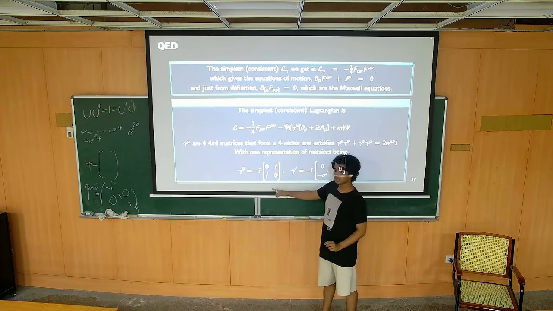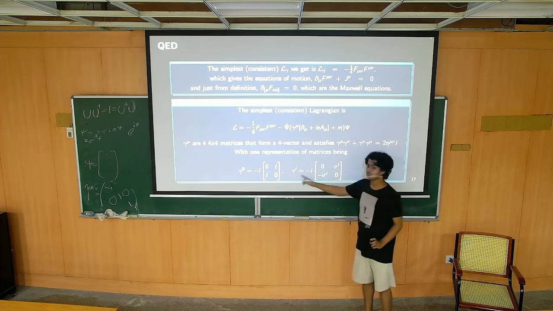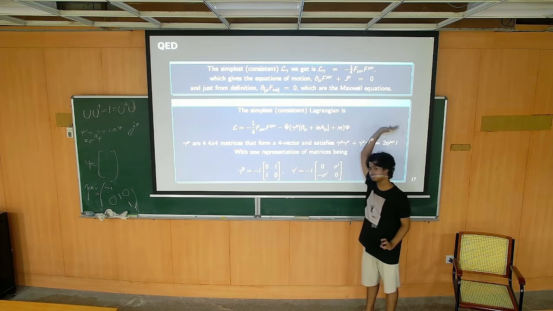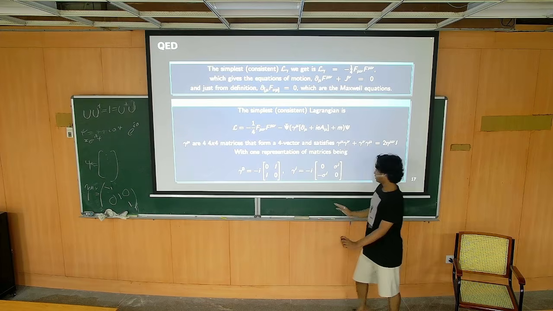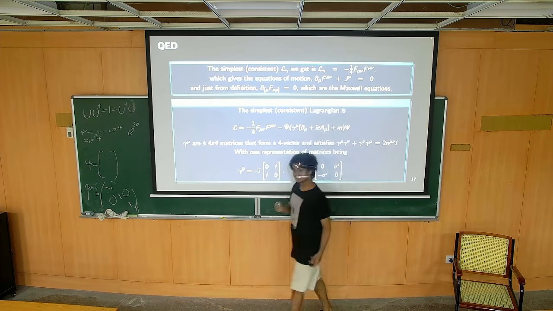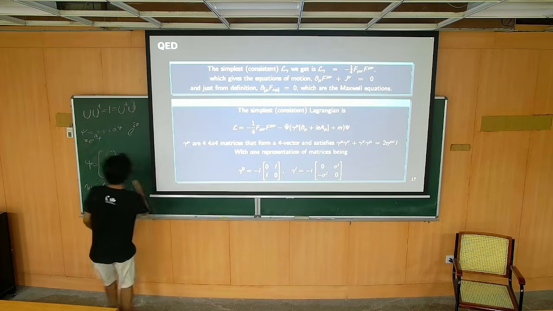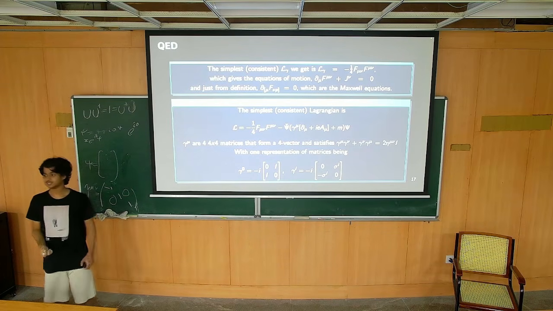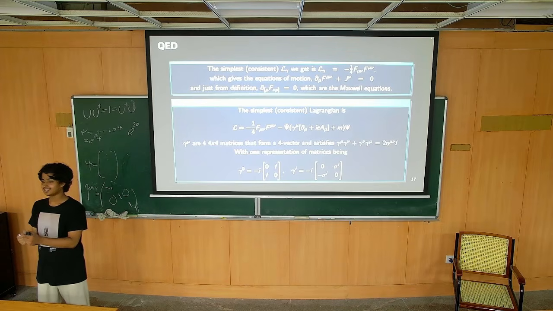This is gamma naught. Gamma i corresponds to 1, 2, 3. Whenever I use i, it is 1, 2, 3, which is Latin, and Greek mu is 0, 1, 2, 3. So this is something like the Pauli matrices you might have heard about. These are just 3 standard matrices. You can Google, and you will get the Pauli matrices.